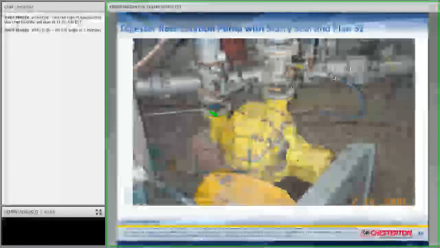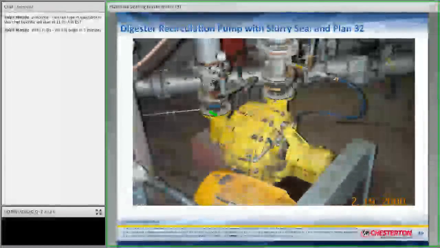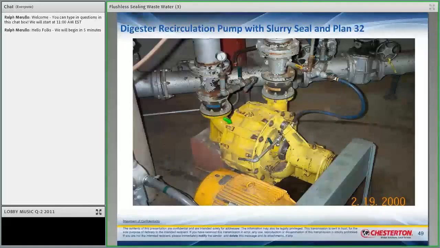So here's an example of a digester recirc pump, and this particular pump has a slurry seal. It turns out that there are mechanical seals that are better in slurries than others. They have certain design features that make them better in slurries, things like springs that are designed to be completely outside the seal, micro-polished dynamic O-ring surfaces, and seal faces that have the exact same diameter to avoid wiping and damage.